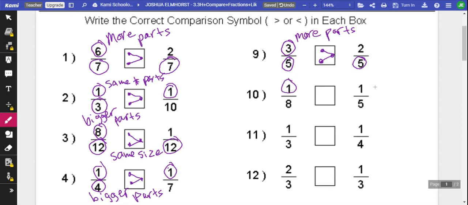And here we have the same number of parts, but if we look on the right, being cut up into 5 is going to be a bigger piece than being cut up into 8. So this is a bigger piece. Fifths are going to be a little bit bigger than eighths. So right here we're going to switch it around.